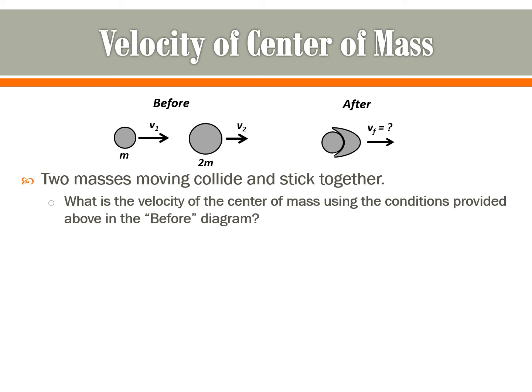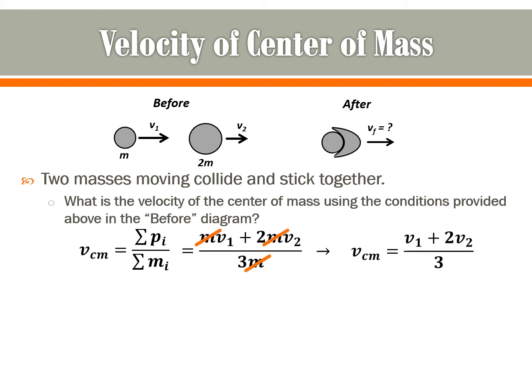Okay, so we know the equation for the velocity of the center of mass is the total momentum divided by the total mass. So we take m v1 plus m v2 and then divide by the total mass of the system, that's mass 1 plus mass 2. You can see that the mass is going to cancel from the numerator and denominator in each of those terms. And what we're left with is the velocity of the center of mass is equal to v1 plus 2 times v2, because it has twice the mass, and then divided by the total mass, which is 3.